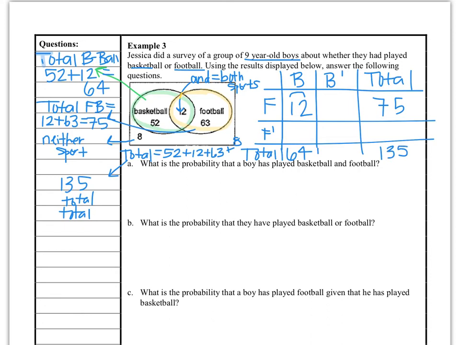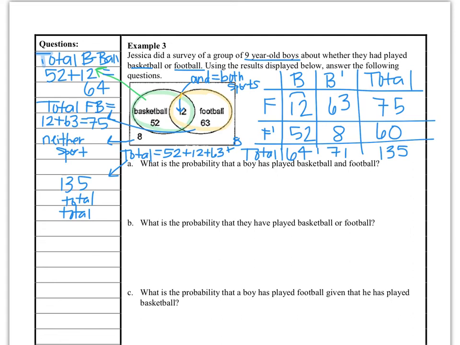So from here, we can fill in the remaining numbers. So go ahead and pause. Okay, so go ahead and fill in these numbers, and pause the video if you need to. But just to reiterate, the 52 here are the students that just play basketball and not football. These guys, the 63, are the ones that play just football and not basketball. The 12 are the ones that play both. And the 8 on the outside is the ones that play neither.